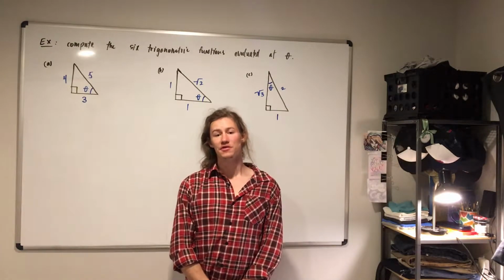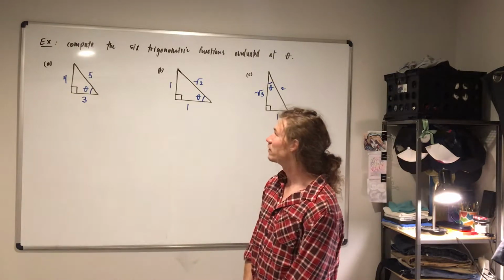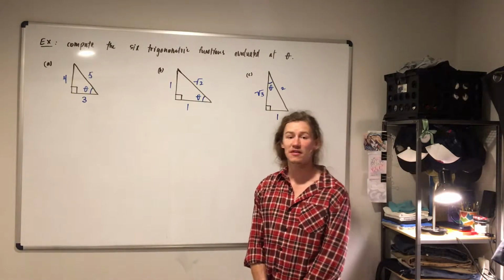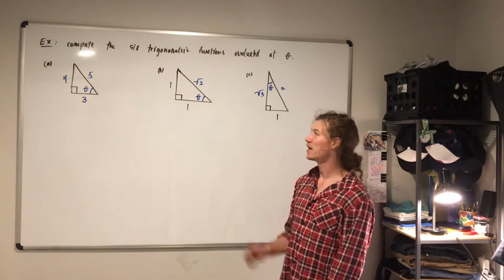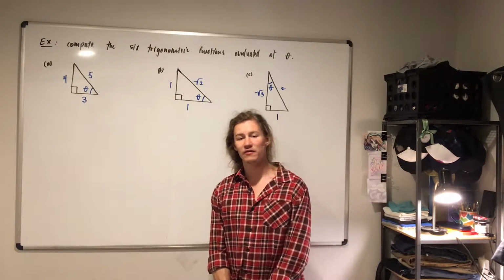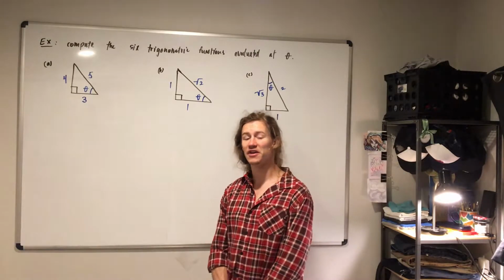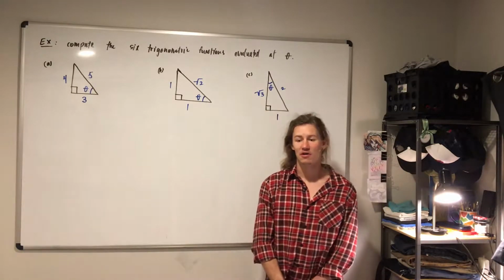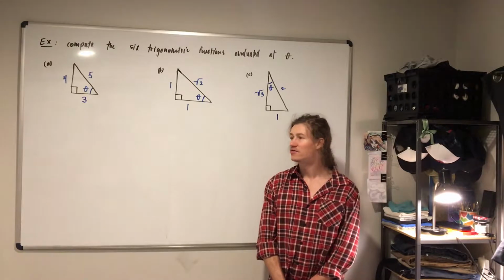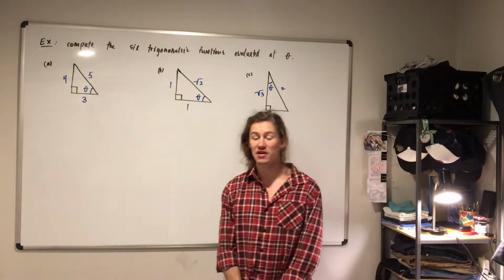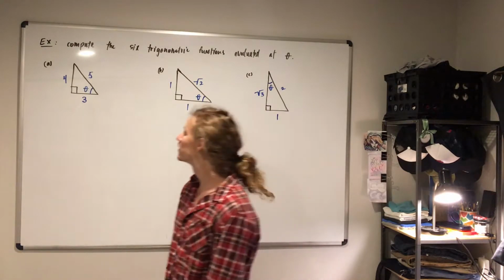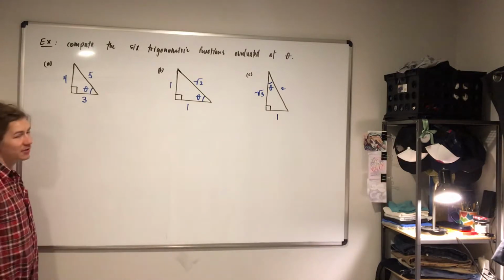Let's look at the solution to the question behind me, where we evaluate the 6 trigonometric functions at theta, where theta is given to us by a right triangle in each case. For these problems, we'll need to recall the definitions of the trigonometric functions on the right triangle, and also recall our techniques for finding the opposite side, the adjacent side, and the hypotenuse of a right triangle. So we'll do all those first in part A together.